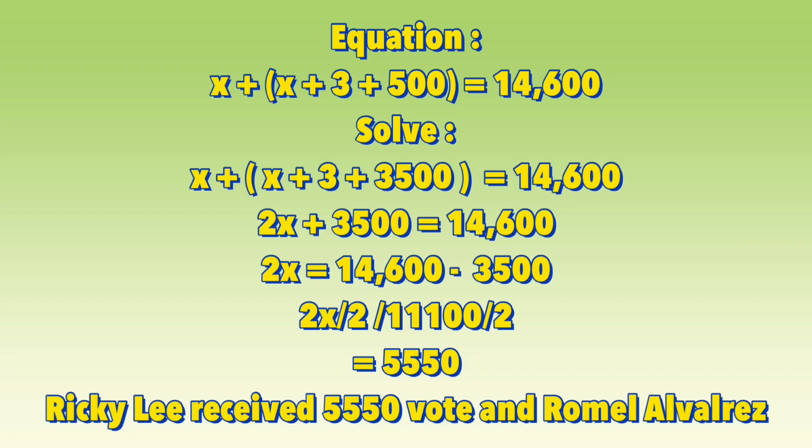Then since we're solving for x, we are going to divide both sides by 2. So 2x divided by 2 equals x, and 11,100 divided by 2 equals 5,550. So Ricky Lee, since Ricky Lee is the x, received 5,550 votes.